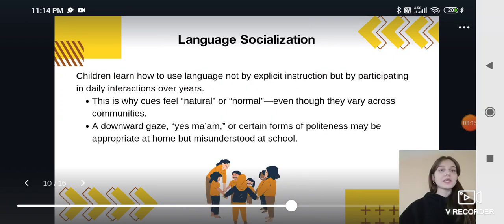Language socialization. Children learn how to use language not by explicit instruction but by participating in daily interactions over years. This is why cues feel natural or normal even though they vary across communities. A downward gaze, like saying yes ma'am or certain forms of politeness, may be appropriate at home but misunderstood at school.